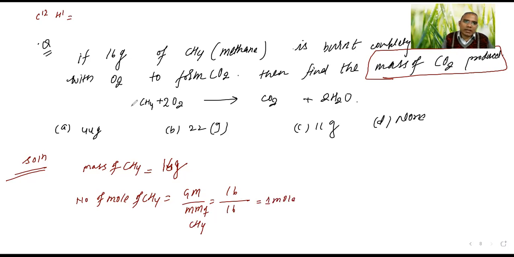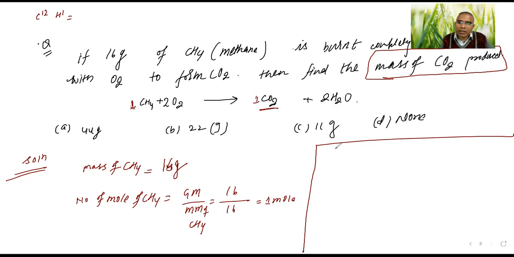So here CH4 is only 1 mole. How many mole of CO2 is forming? This is also only 1 mole. With the help of the coefficients, 1 mole is here, 1 mole is here. It means 1 mole CH4 gives 1 mole CO2. Very good. So 1 mole CH4 gives 1 mole CO2. It means what we can do.